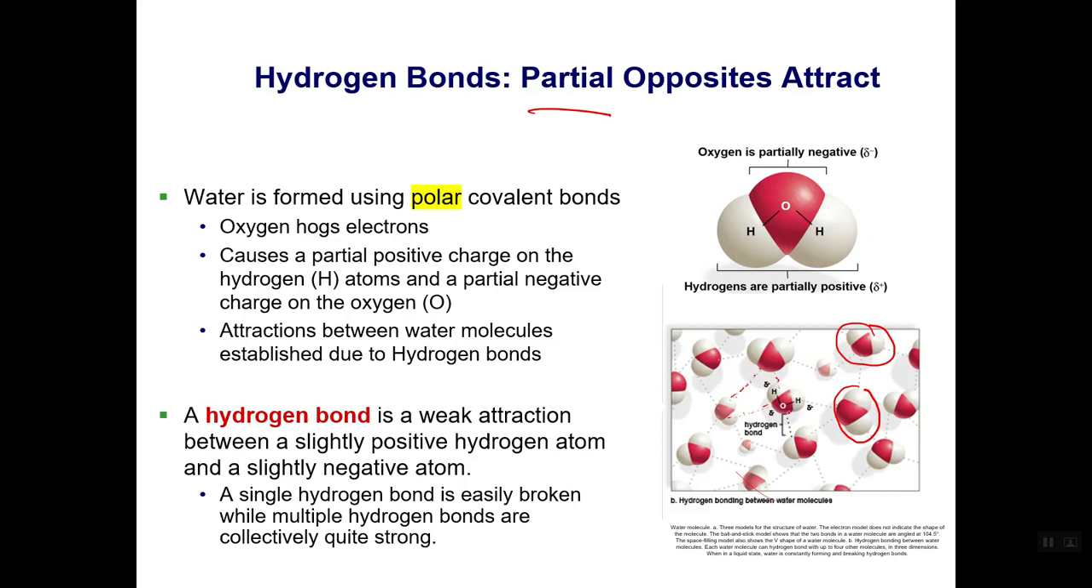Now, for clarity, I want to make sure y'all understand this. In this molecule of water, H2O, this single molecule, this is a polar covalent bond between this oxygen and hydrogen. This is a polar covalent bond between this oxygen and hydrogen. The dotted lines between two separate water molecules, showing the attraction between the partial positives and negatives of two separate molecules, are the hydrogen bonds.